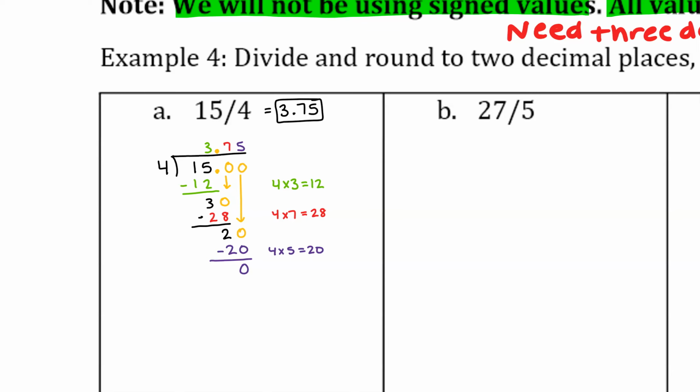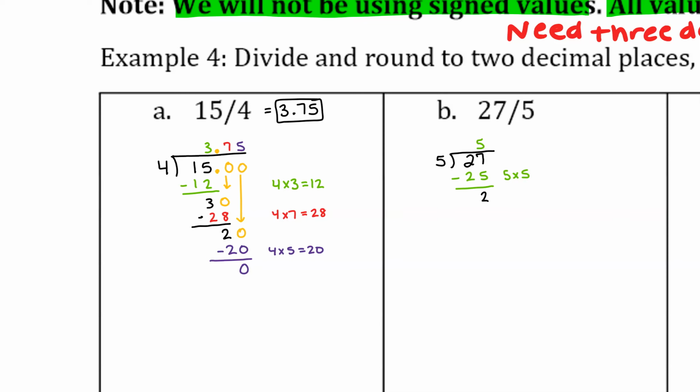Let's try it again. 27 divided by 5. So we're going to think, what can I times 5 by to get close to 27? Well, I could times it by 5. That would make 25. So 5 goes upstairs as part of my answer. 25 is downstairs to subtract. So 27 minus 25 is 2.